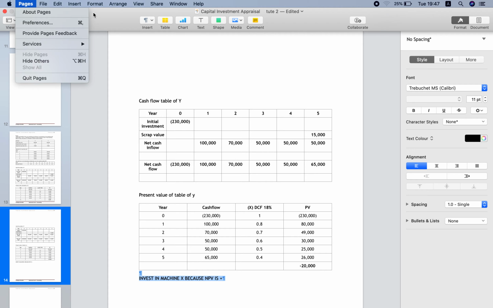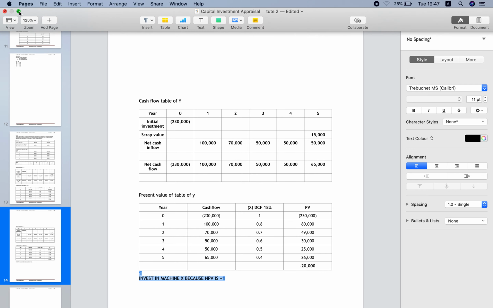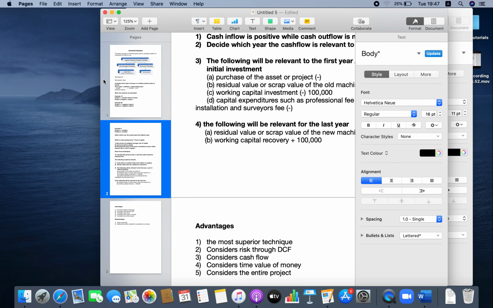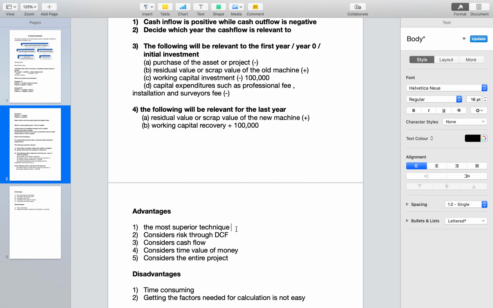Right, then guys, final part, discussing the advantages and disadvantages. Right, so advantage number 1, this is the most superior technique. So remember, in your A-level syllabus you have 3 things: payback, accounting rate of return, and also net present value. From the three techniques given to you, this is the most superior technique in your syllabus. This also considers risk through the discounting factor.